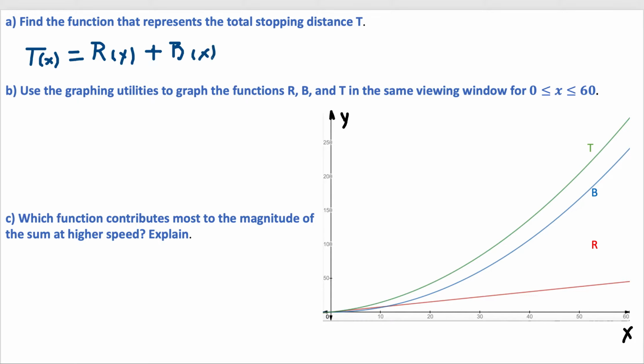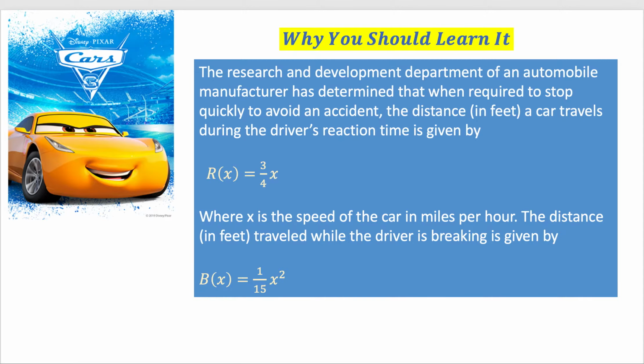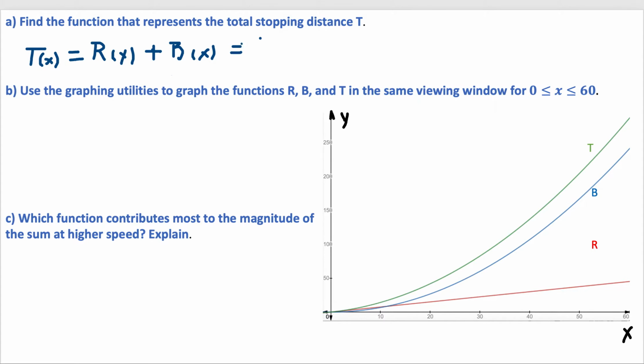And if we want to be more specific and write it with respect to x, we can write 3 over 4 x for R of x, and 1 over 15 x squared for B of x. So the driver's reaction time is 3 over 4 x, and the braking is plus 1 over 15 x squared. In this way we can write this total function of the brake.